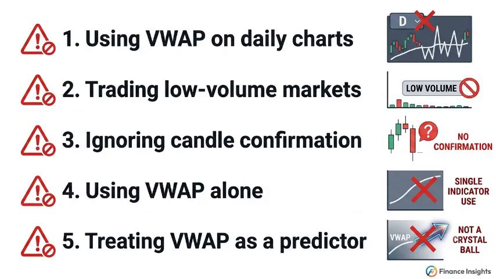VWAP crossovers work best in trending markets. In choppy, ranging markets, price will cross VWAP repeatedly without direction. Use volume and price action to filter the false signals.